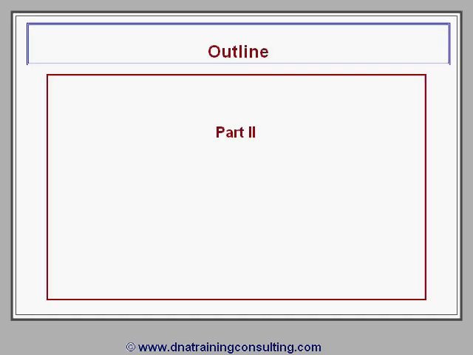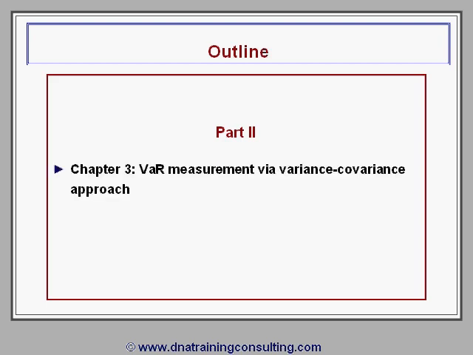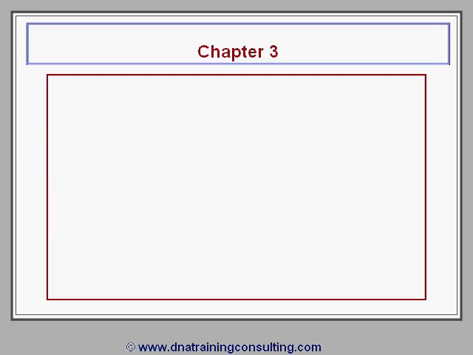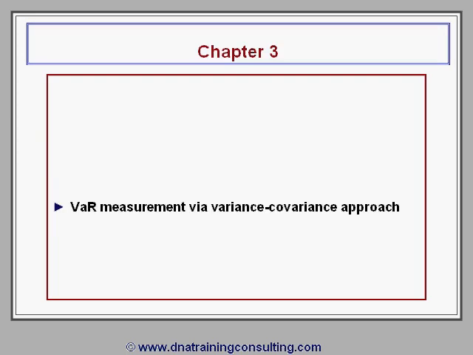We remind you that this part 2 contains 2 chapters, chapters 3 and 4, with chapter 3 describing the measurement of VAR by means of the variance-covariance approach, and chapter 4 doing the same for the historical and Monte Carlo simulation approaches. This chapter 3 describes the measurement of VAR by means of the variance-covariance approach, after providing a brief background and overview of the available choices.